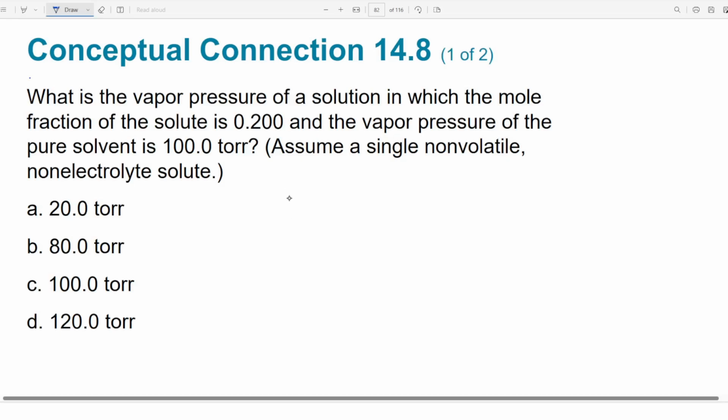Well, remember, the total mole fraction has to equal 1. So if the mole fraction of the solute is 0.2, then the mole fraction of the solvent is 0.8. Okay? And so 0.8 times 100 would give us 80 torr.